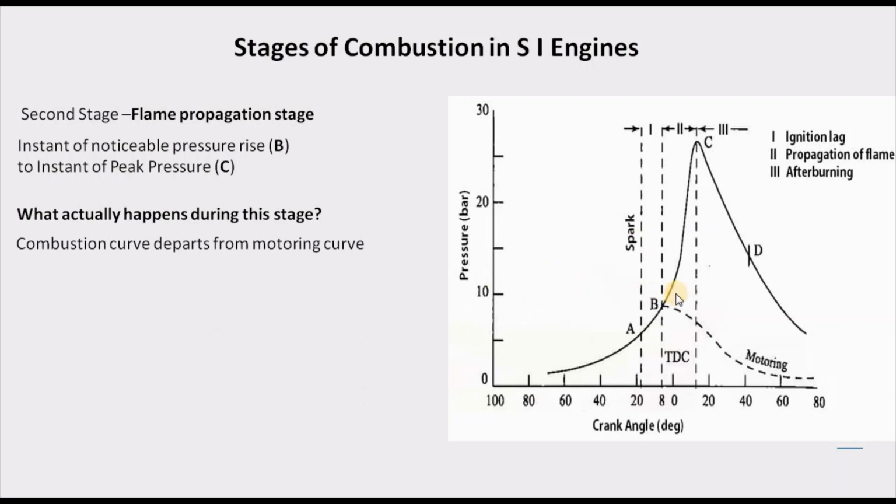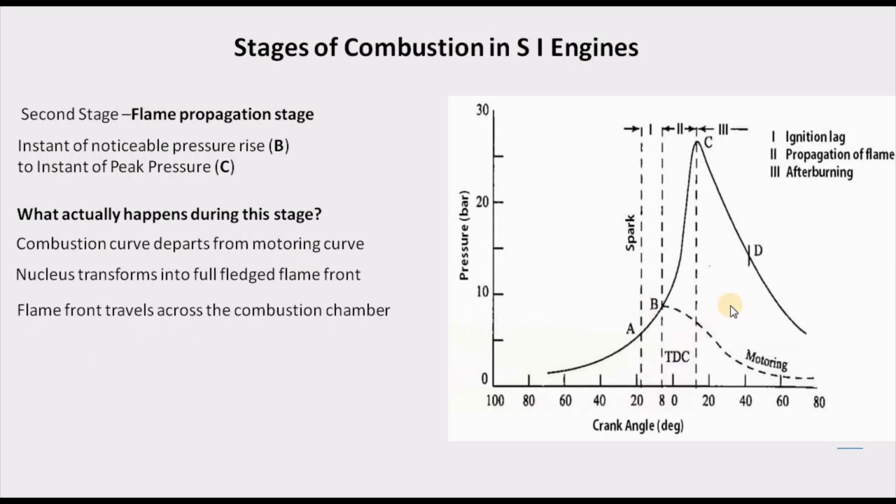So what happens in this particular stage? The combustion curve departs from the motoring curve, and the flame is going to travel across the combustion chamber. Initially the nucleus was started at the spark plug and it is getting converted into a full-fledged flame, and the full-fledged flame is now traveling from one end of the combustion chamber, where the spark plug is located, to all corners of the combustion chamber.